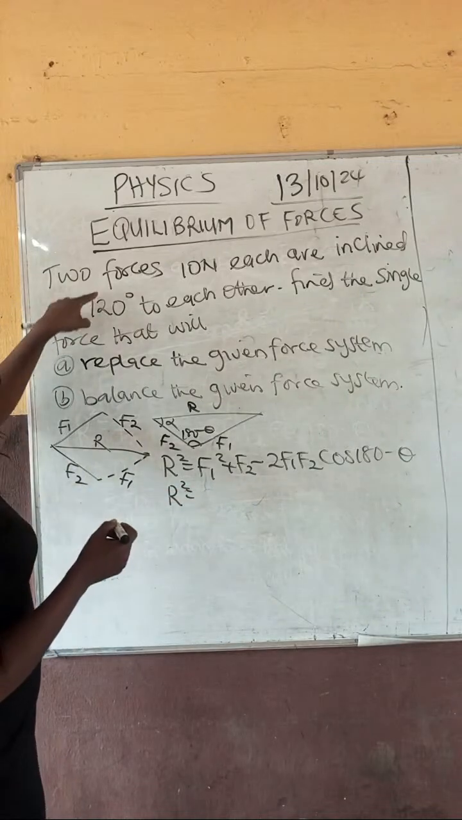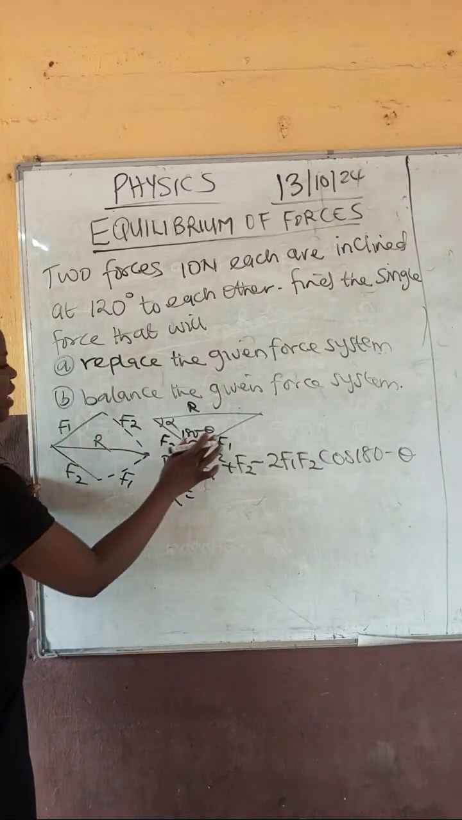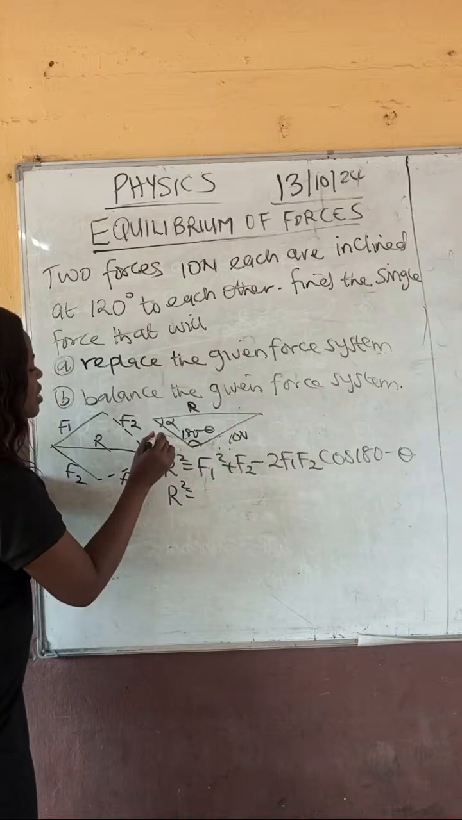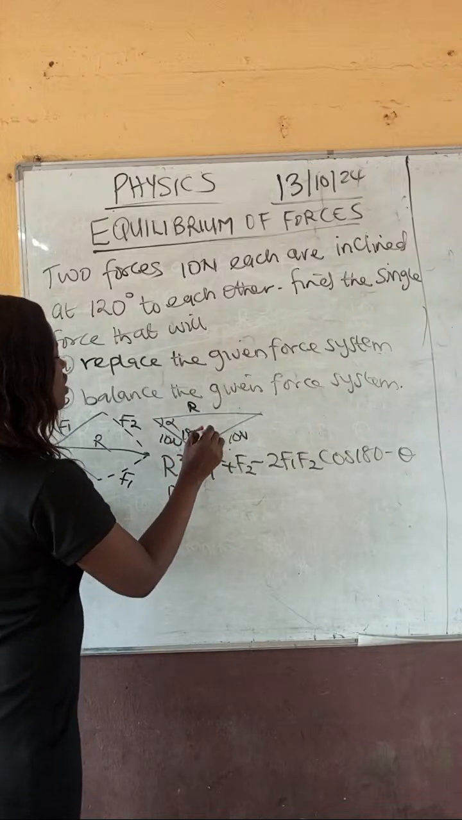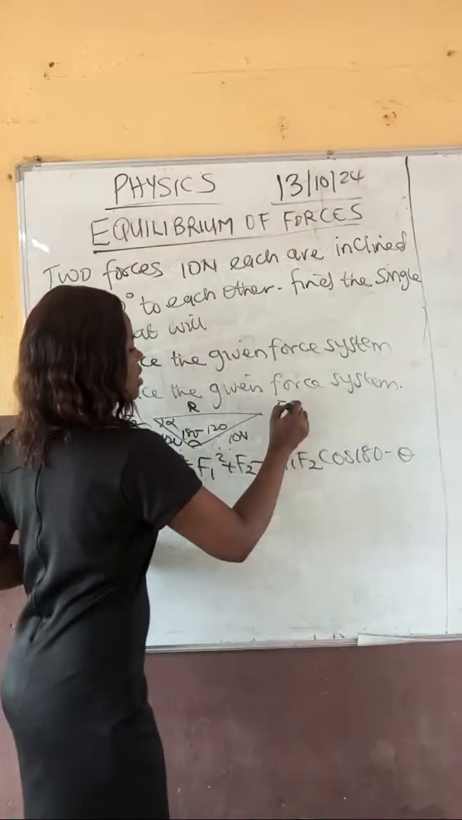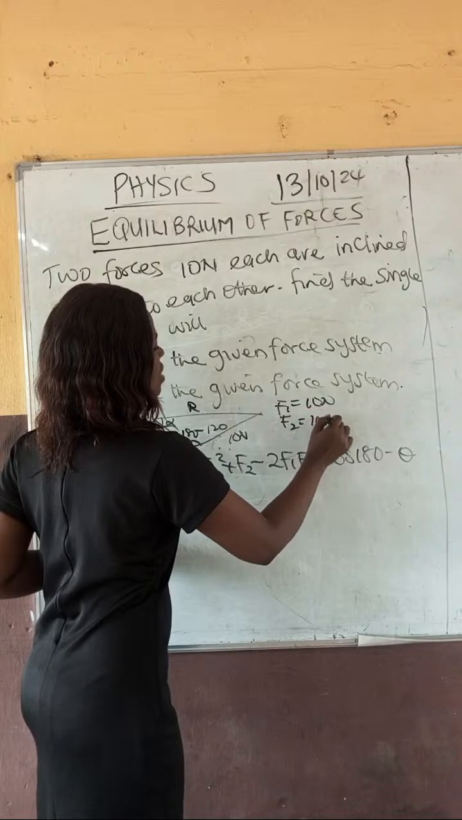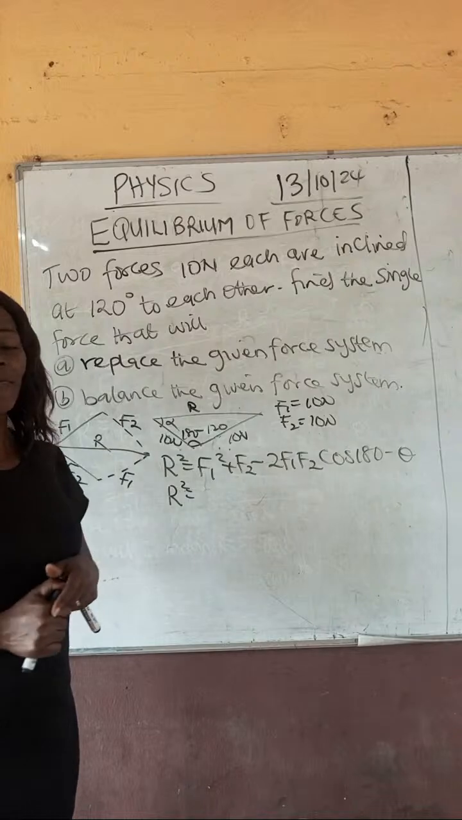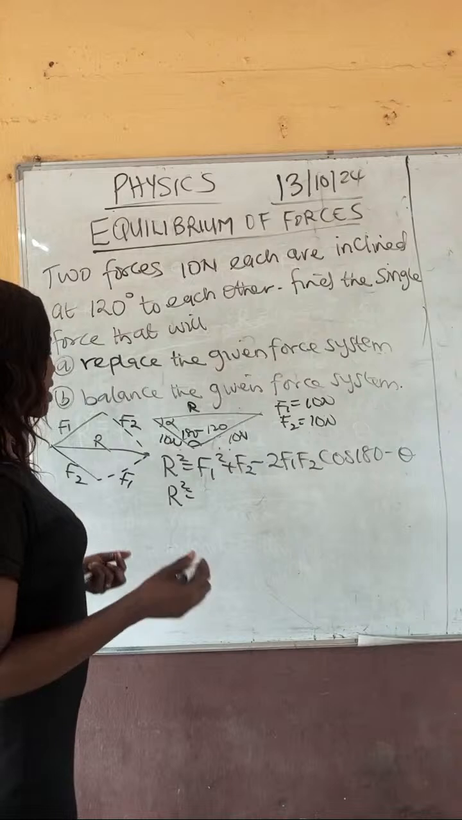Now, this question said two forces, 10 newton each. It means that the first force will be 10 newton, and the second force is equally 10. But the angle between them is 120. So our F1 is 10 newton, our F2 is 10 newton. You know why? It is because the two forces have equal magnitude. They have the same value of 10 newton. So let's substitute it and see what we have.